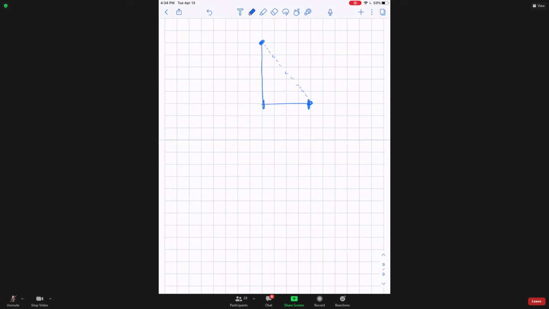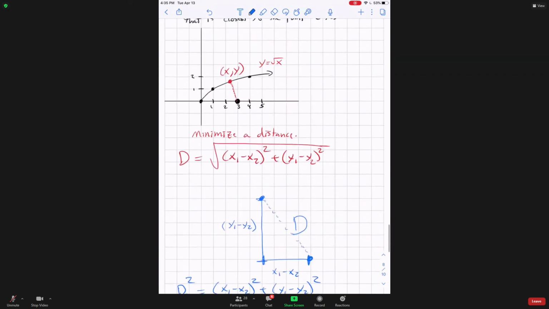What's this distance? It's the difference between the x's, right? So that's your x sub 1 minus x sub 2, the distance between the x values. What's this distance? That's the y sub 1 minus y sub 2, the difference between the y's. And this is the distance that you're trying to get. So isn't d squared equal to x sub 1 minus x sub 2 squared plus y sub 1 minus y sub 2 squared? Now, if you square root both sides, you get the distance formula.